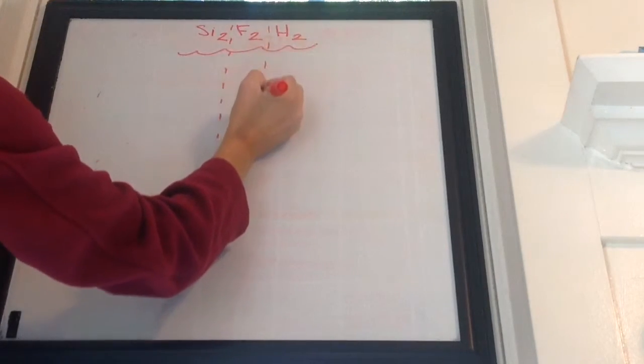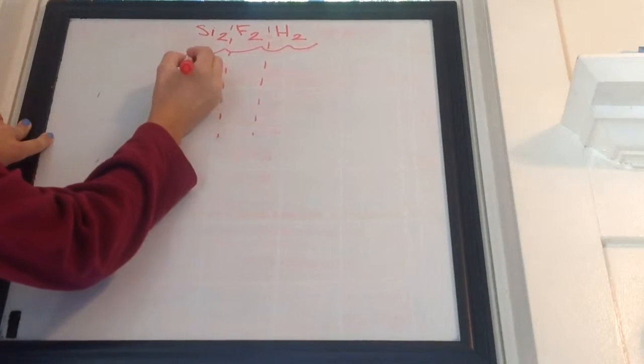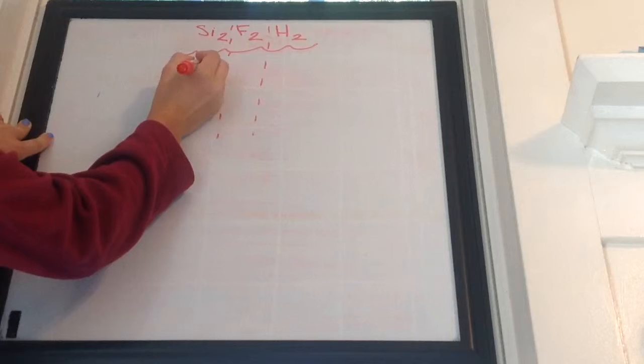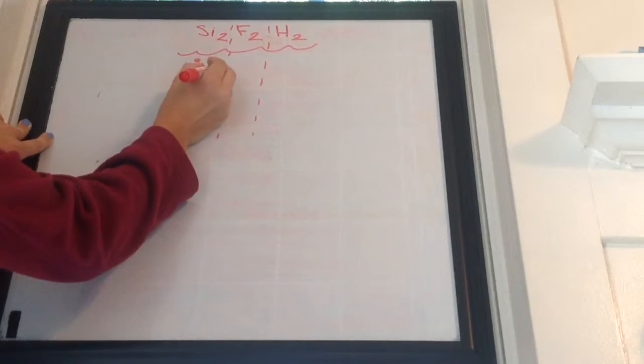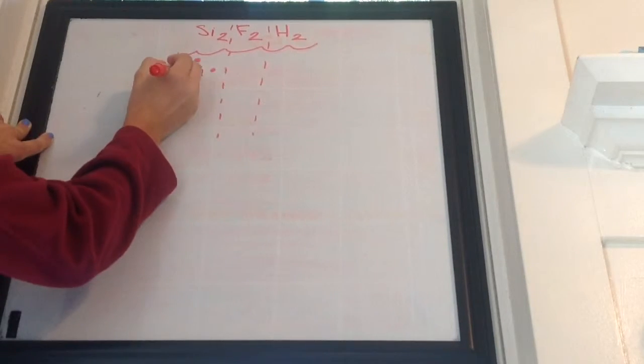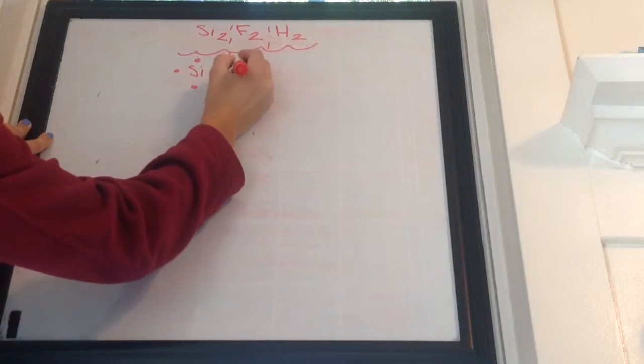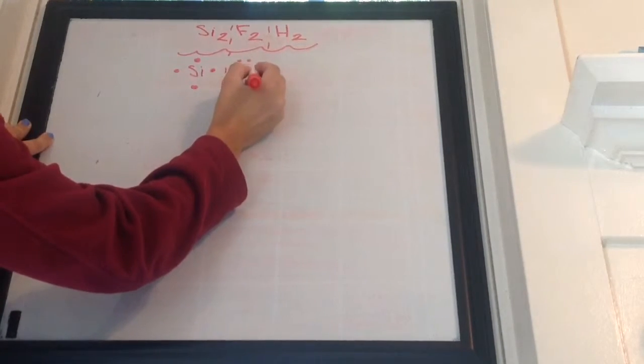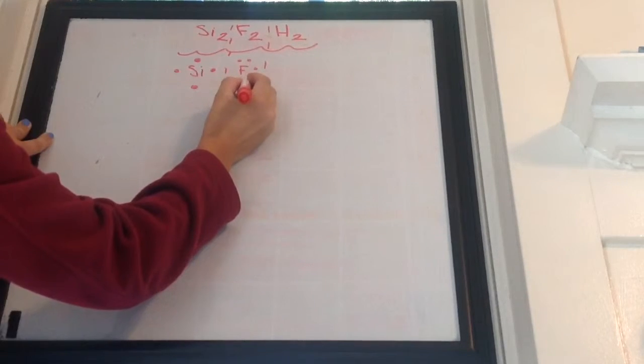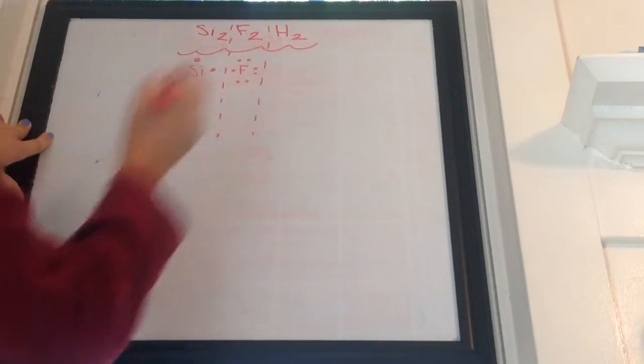The first Lewis dot structure to be made is silicon 2, fluorine 2, and hydrogen 2. Silicon has 4 electrons. Fluorine has 7 electrons. And hydrogen has 1 electron.